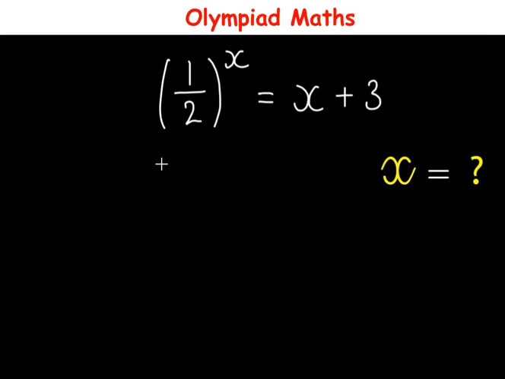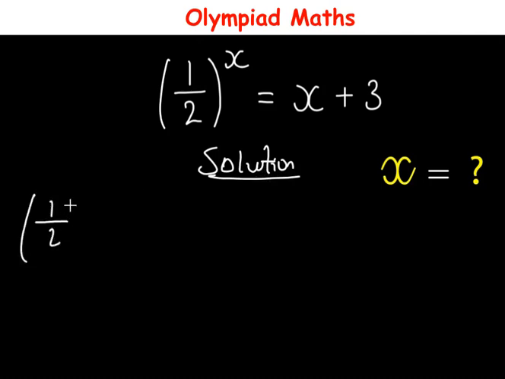Hello everyone, in this video let us solve this question. We have (1/2)^x = x + 3, and we want to solve for the value of x. Solution: we have, in brackets, 1 over 2, all raised to power x, is equal to x plus 3.